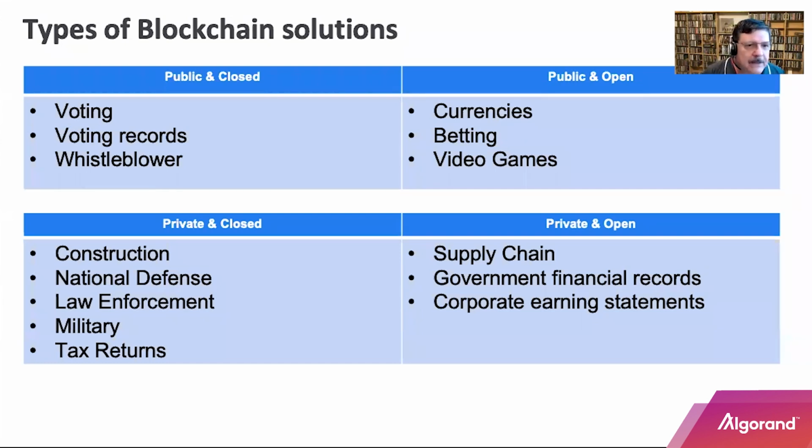Then maybe you don't want to see them right away. You want to wait to a certain time of day to display them. And then the public and private ones on the bottom there, private and closed, private and open, these are more secure, right? Supply chain, government financial records. And on the left, you've got construction, national defense, military, tax returns. Well, all of these are applicable to Algorand blockchain.